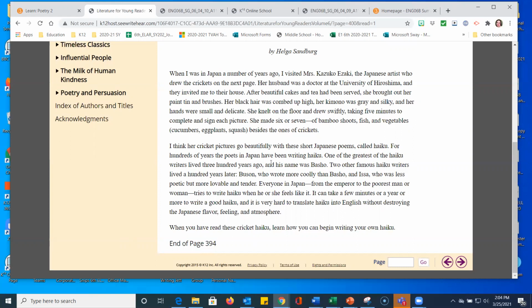For hundreds of years, the poets in Japan have been writing haiku. One of the greatest of the haiku writers lived 300 years ago. His name was Basho. 2 other famous haiku writers lived 100 years ago: Buson, who wrote more coolly than Basho, and Issa, who was less poetic but more lovable and tender. Everyone in Japan, from the emperor to the poorest man or woman, tries to write haiku when he or she feels like it. It can take a few minutes or a year or more to write a good haiku, and it is very hard to translate haiku into English without destroying the Japanese flavor, feeling, and atmosphere. When you have read these cricket haiku, learn how you can begin writing your own haiku.